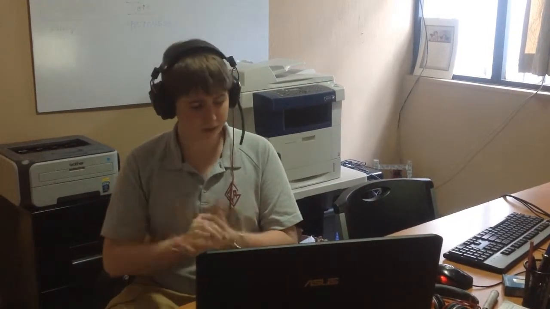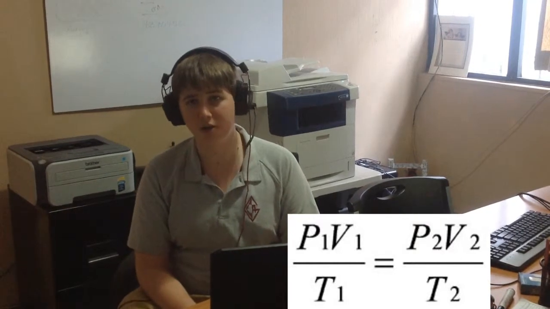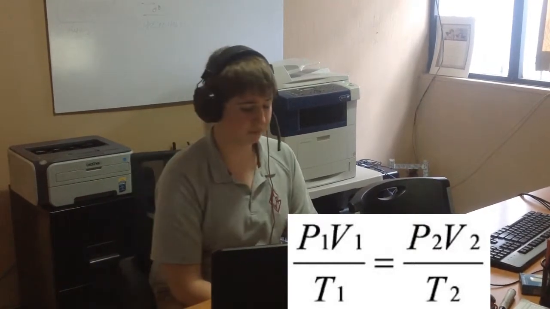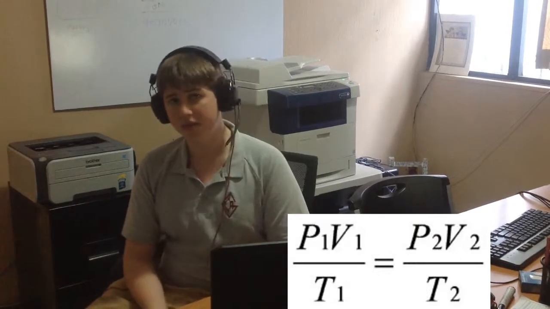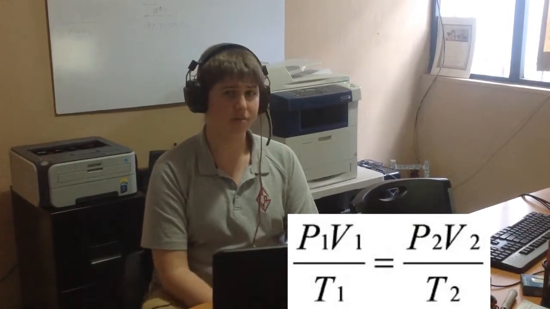Okay. So first of all, the combined gas law is a relationship between pressure, volume, and temperature. The main formula for this would be pressure times volume equals a constant times temperature, and then you can turn it into pressure times volume over temperature equals K. And since K is a constant, pressure times volume over temperature equals pressure times volume over temperature.